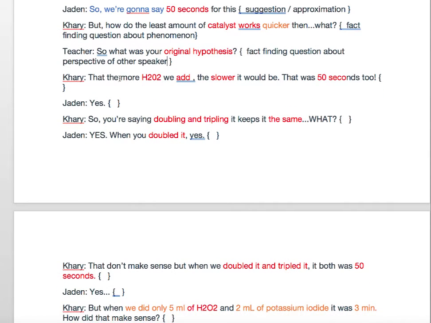And then obviously this person has an answer that the more H2O2 we add, the slower it would be. Okay, so here we have a little cause-effect statement. And then we have a statement of observation. All right, this is a cause and effect. Maybe this is an inference, right? Whereas this is a statement of observation of data. Okay.